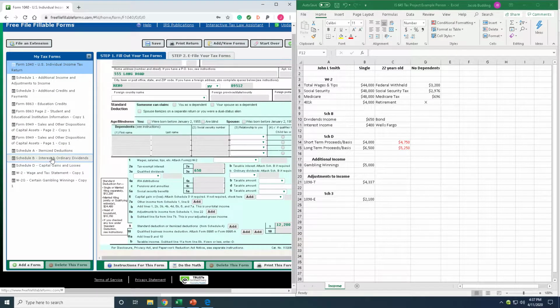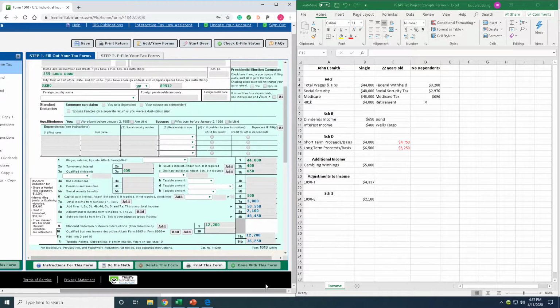We went over interest and ordinary dividends, and we went over the W-2 information. So we covered boxes 1 through 3B. Next, this guy doesn't have any IRA distributions or pensions and annuities. He's only 22 years old. It's possible, but he's just going to be a typical basic college student.